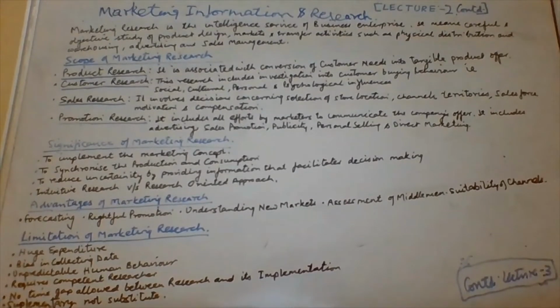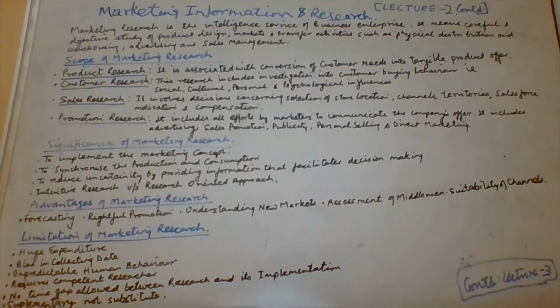Now, the last part of this video is the limitation of marketing research. Where there are advantages, there ought to be certain limitations in research. One is huge expenditure. This huge expenditure is related to so much requirement, maybe in terms of money, maybe in terms of time. A lot of time is spent on research, and a lot of money is being flushed out by the organizations.